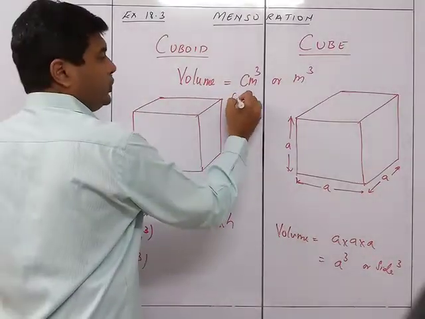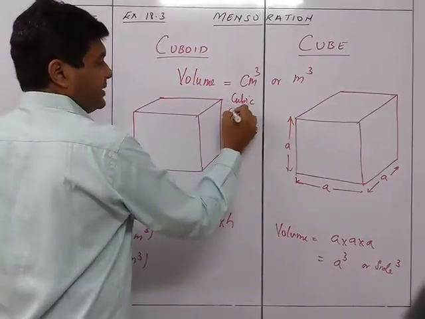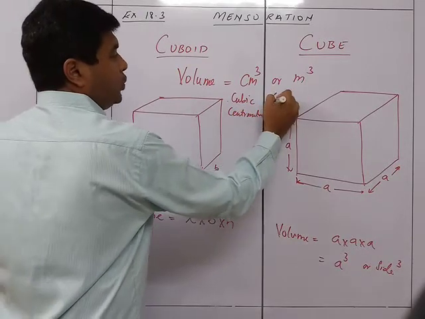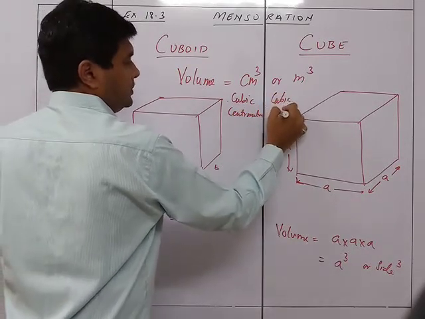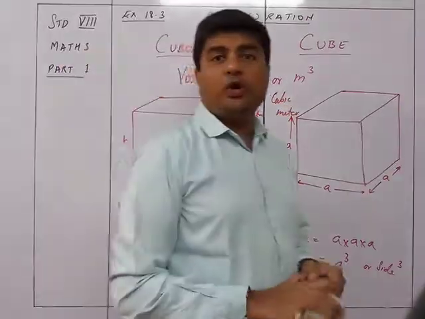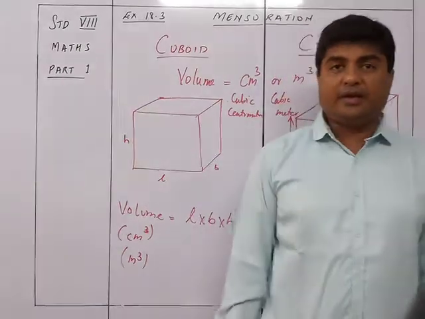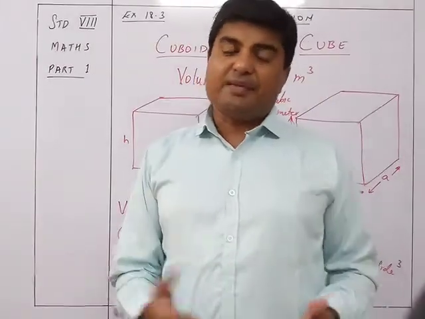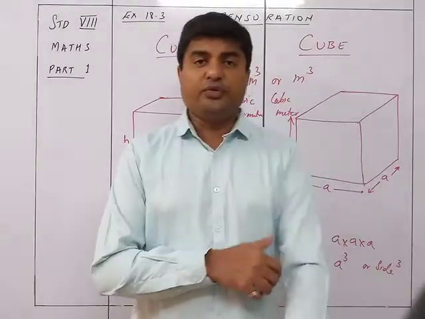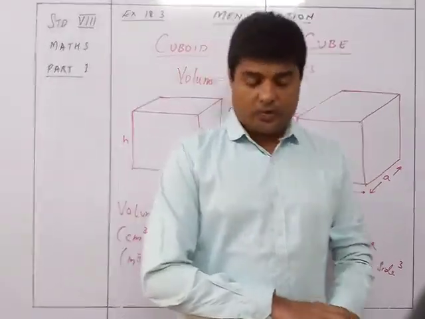Volume is also given as cubic centimeter or cubic meter. So if in the word problem they give you the volume as this much cubic centimeter or cubic meter, it is the same as centimeter cube or meter cube. So you should not get confused about what is given over there.